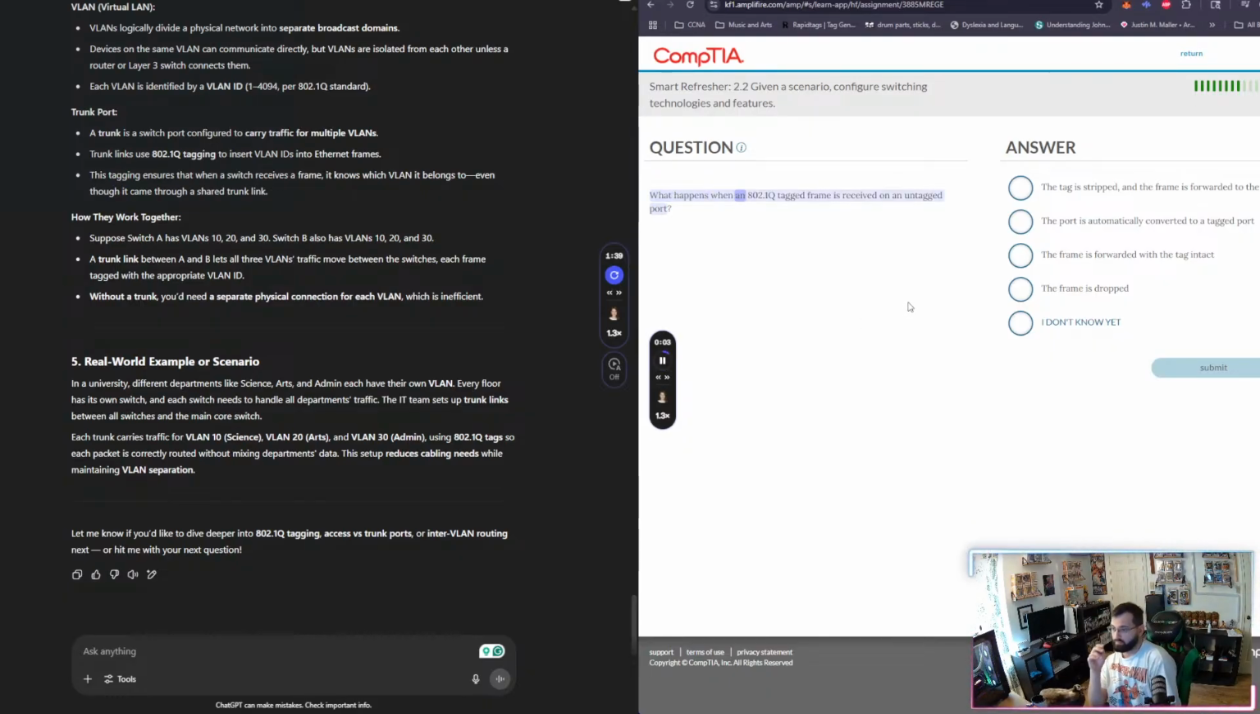What happens when an 802.1Q tagged frame is received on an untagged port? Okay, so 802.1Q, those tags are for VLANs and trunks. And if it goes to an untagged port, then it's going to strip the tag and forward it to the host.